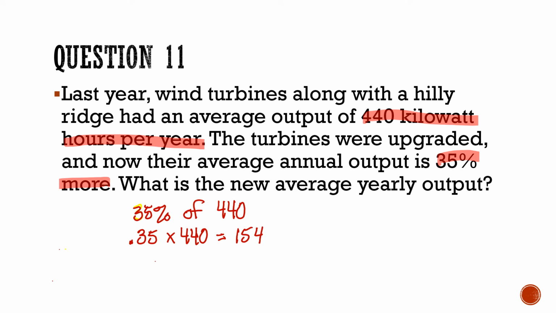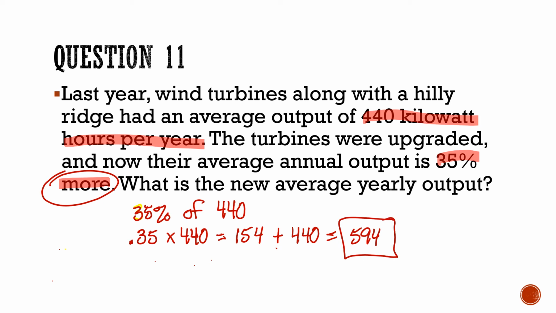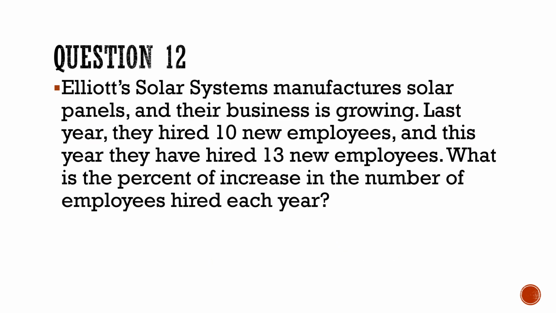Okay, now what do we do with that 154? Well, since it was more, then we have to add it back to that 440, which would be 594. And that will be the new average yearly output. Pause your video and try question 12.